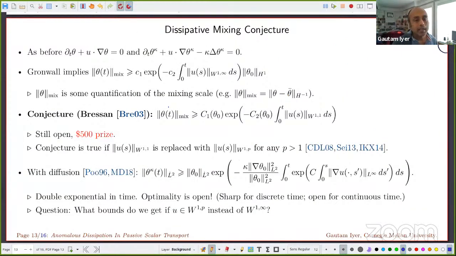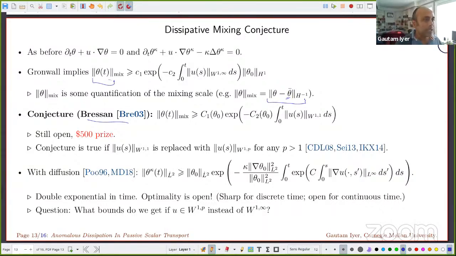And let me maybe end with a question that we don't know how to do, this dissipative mixing conjecture. It dates back to this nice old conjecture by Bressan, which I thought about a long time ago and didn't get anything, but okay. So as before, theta is inviscid, theta kappa is diffusive. If I look at the inviscid guy, how fast does he mix? The norm of theta on the left-hand side is just some quantification of the mixing scale. For instance, if I subtract off the mean and I look at the H-1 norm, that's all the left-hand side is.